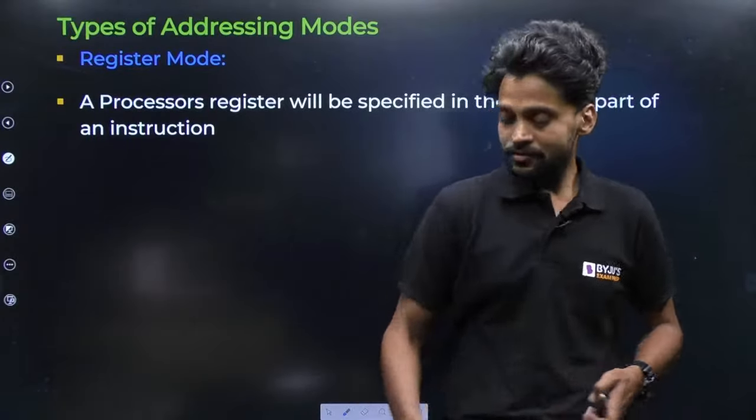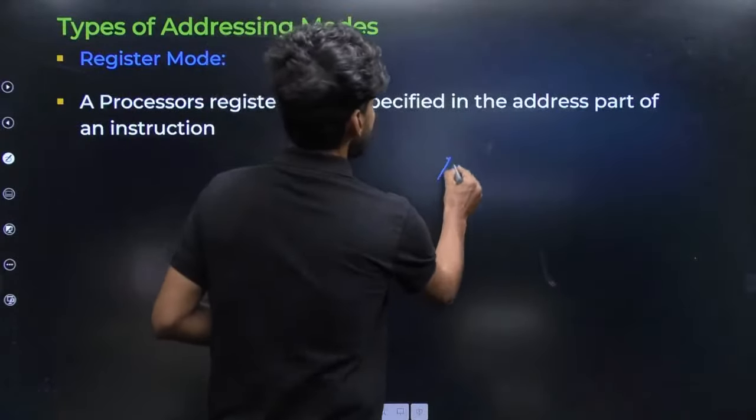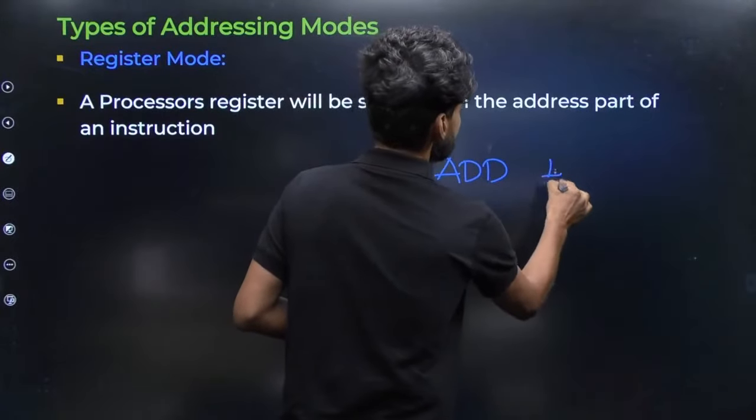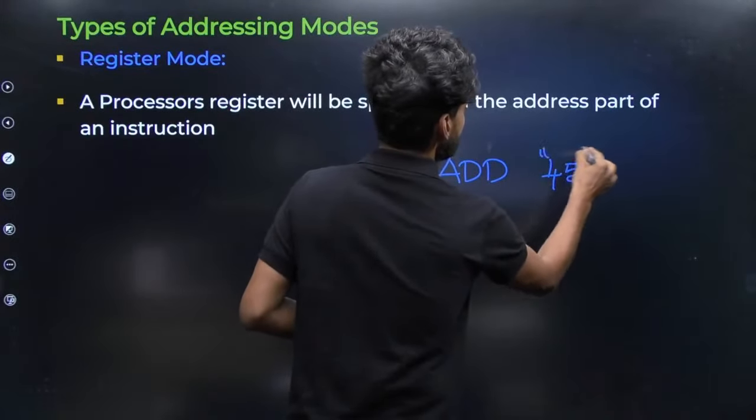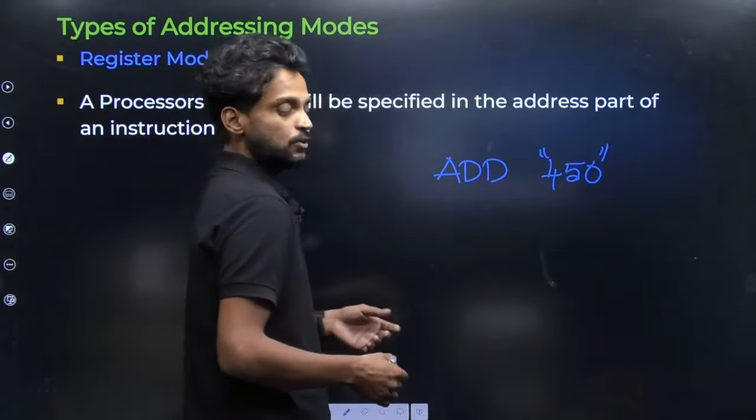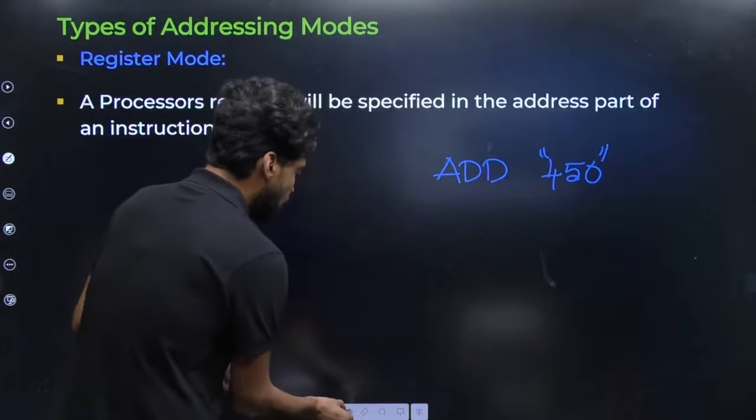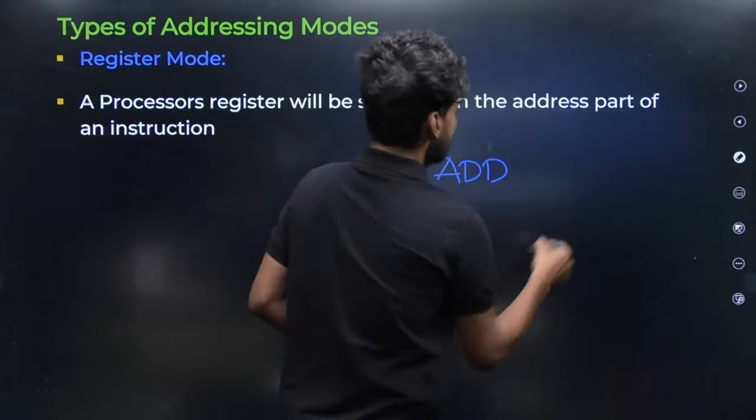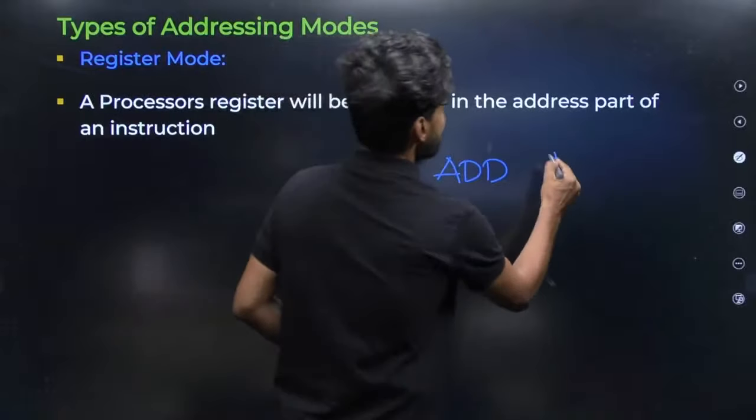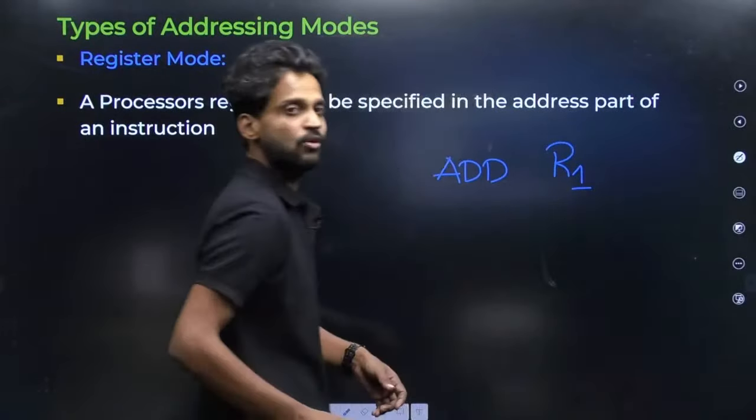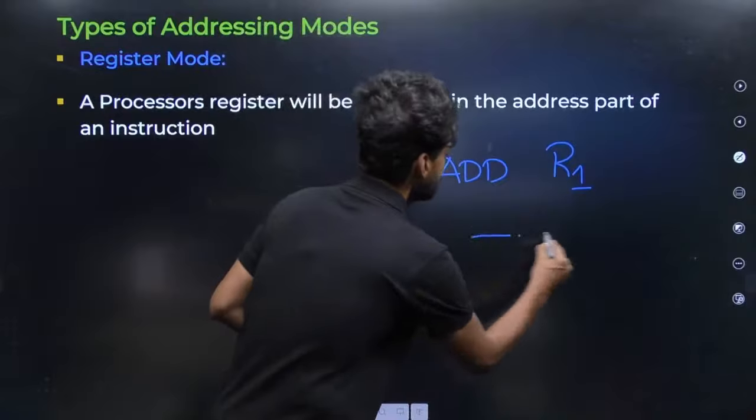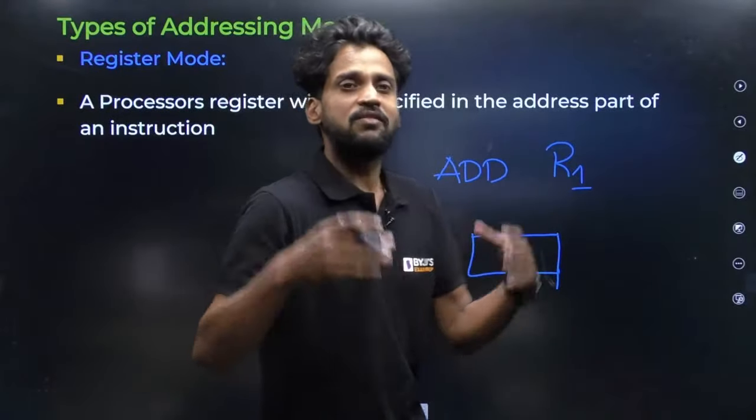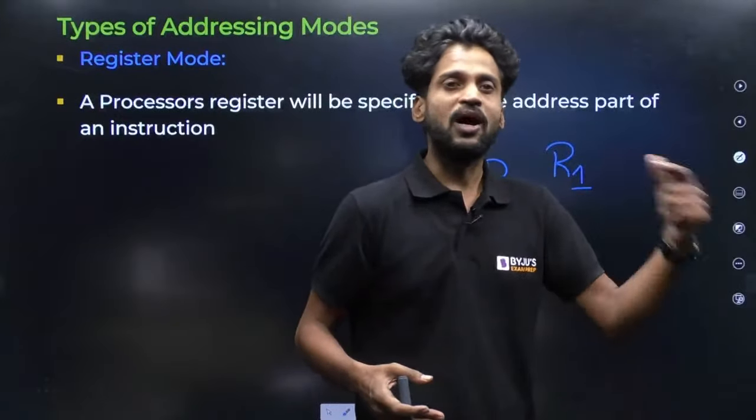Let us say I do have an instruction add. Earlier, the add was being supported by an address part of the main memory in which the actual operand is present. But if the operand is said to be in the register addressing mode, the instruction will be supported by a processor's register. Let us say add R1. What exactly does R1 mean? R1 means a processor's register.